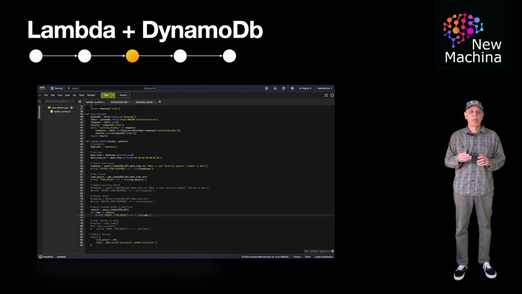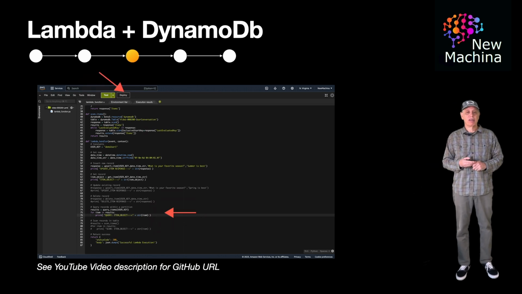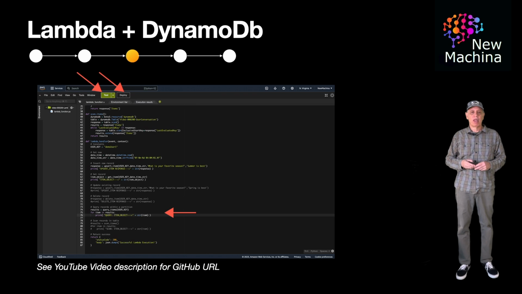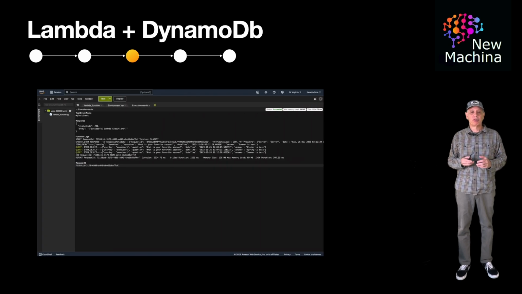The upsert item Python function inserts an item with an answer of summer is best. I click the deploy button, execute the Lambda again. The logs show that we perform the upsert item with summer is best. It then shows the results of the query.